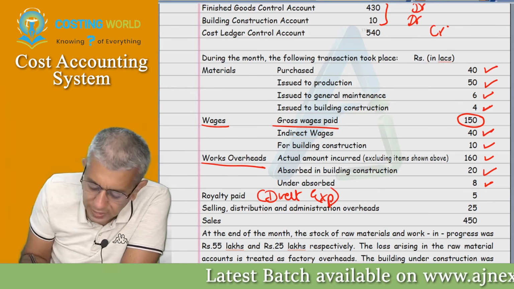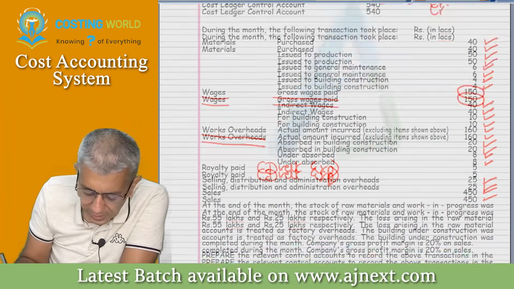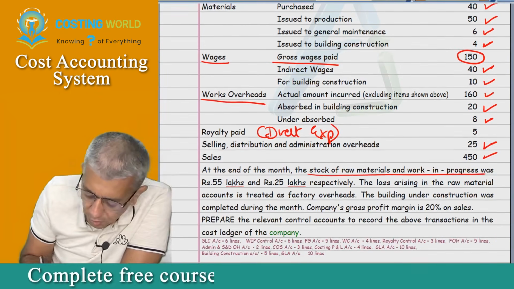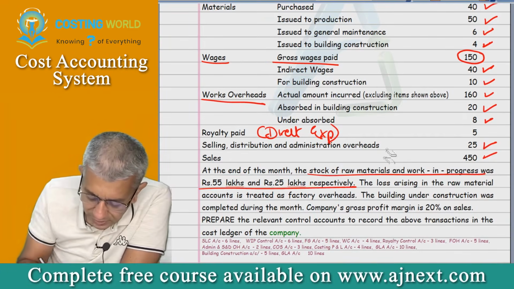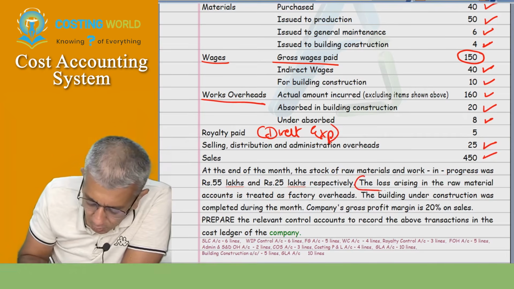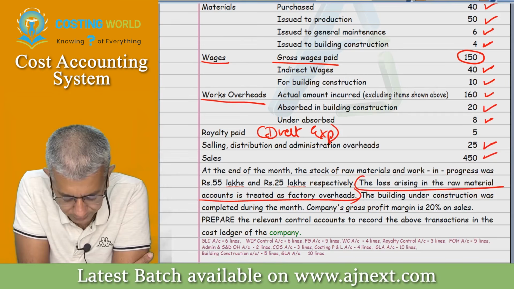Selling, distribution and admin overheads 25. Sales is going to be 450 at the end of the month. The stock of raw material in WIP was this much and this much. Now, everybody will underline this sentence. The loss arising in raw material account is treated as factory overheads.